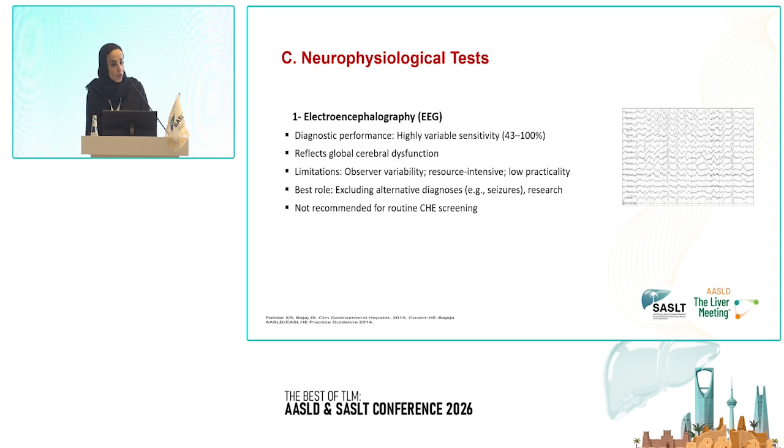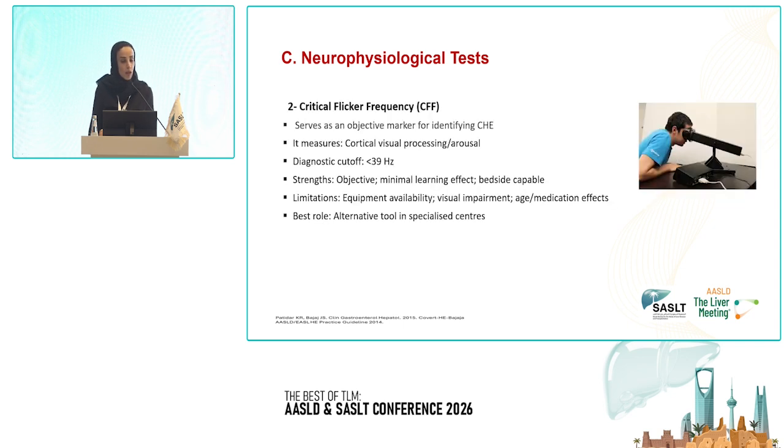So the third category is neurophysiological test. EEG is commonly used, but mainly to exclude alternative diagnosis of neurological impairment. It's not recommended for covert screening. We have the critical flicker frequency test, which serves as an objective marker for identifying covert HE. It measures cortical visual processing. It's a very strong test, and it's limited because it needs equipment availability. It's an alternative tool in specialized centers as well.